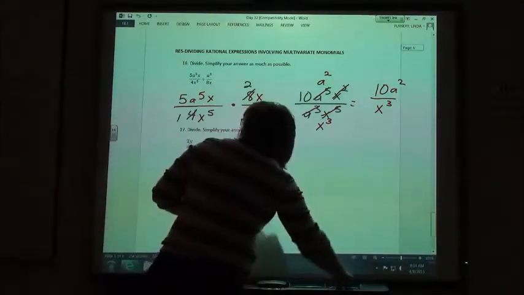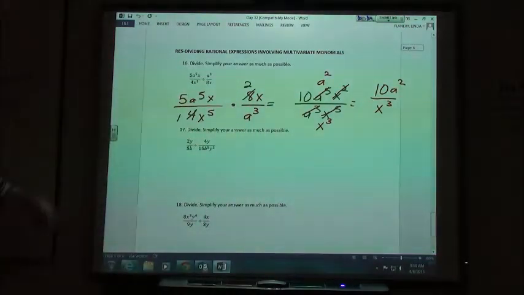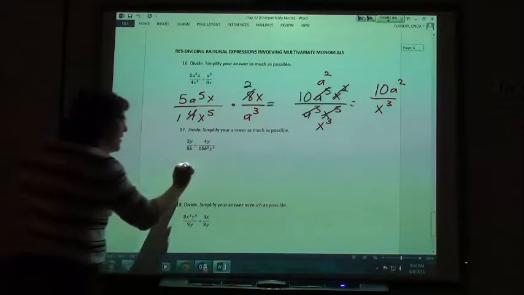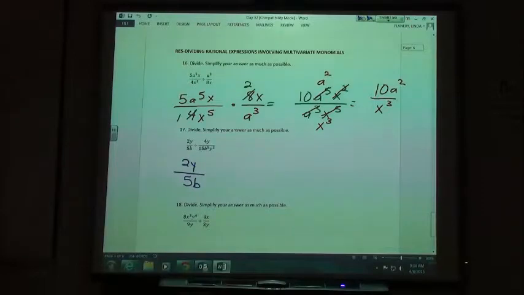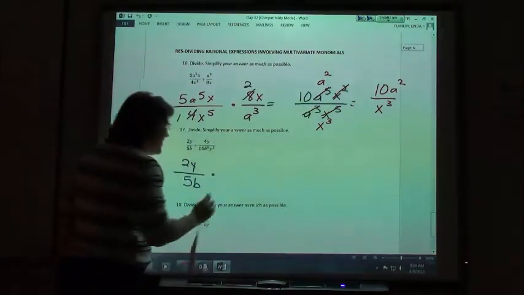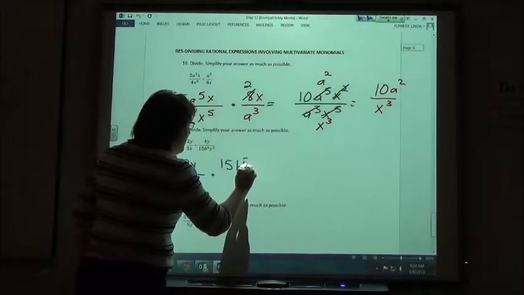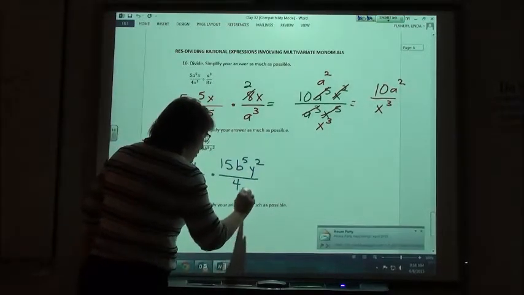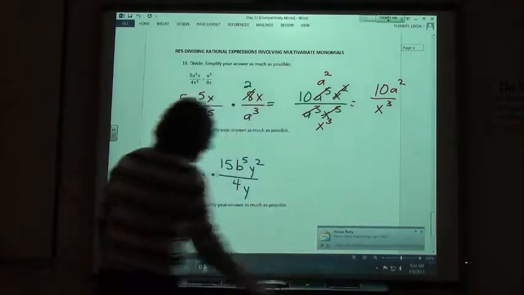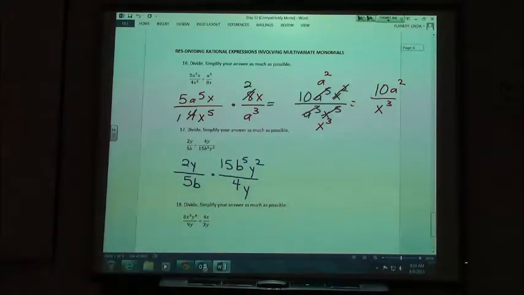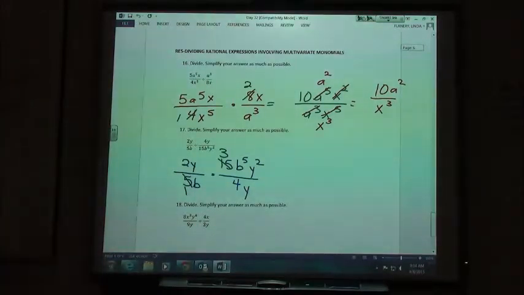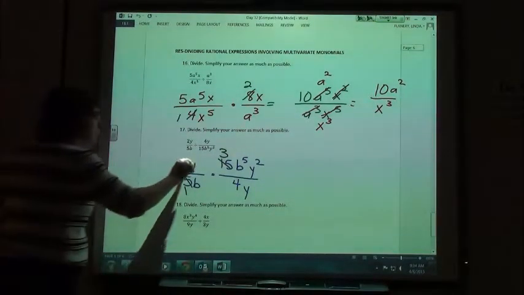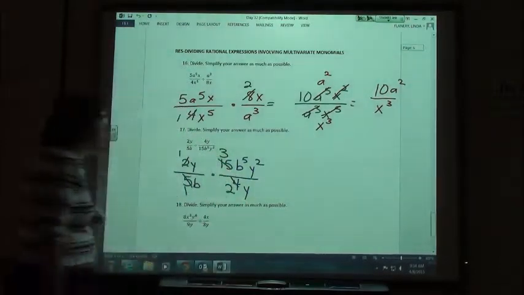So number 17 here. Again, we're dividing fractions, so we have to invert and multiply. So we're going to take the 2y over 5b, if I read it right, times the reciprocal, 15b to the 5th y squared over 4y. So what can we do with that one? Cancel the 5. 5 goes into 5 once and into 15 3 times. And the 2. 2 goes into 2 once and into 4 2 times.